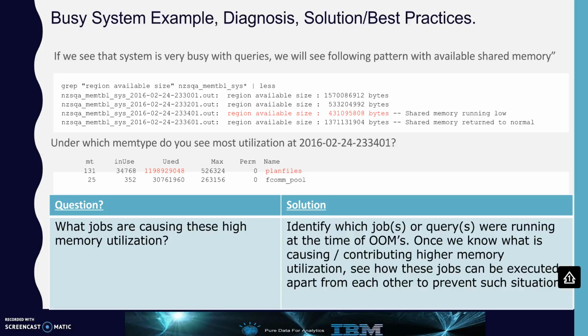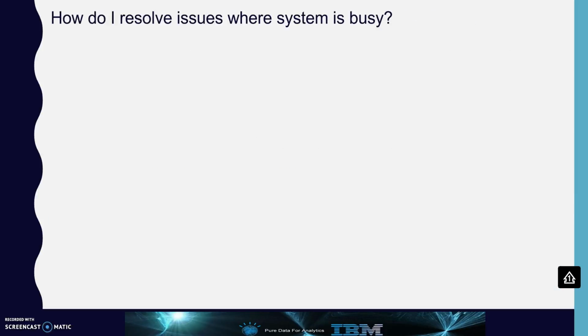On a busy system example, let's look at what you would diagnose, what the solution is, and what the best practices are. If we graph region available size, we would see how much is available, and when the jobs fail, how much was actually available. Drilling down for that particular snapshot, we would know under which name most of the allocations were made. The question that comes to mind is, what jobs are causing this high memory allocation? Solution: identify which jobs or queries were running at the time of the out-of-memory. Once we know what is causing or contributing to high memory utilization, we can see how these jobs can be executed apart from each other to prevent such a situation from happening.